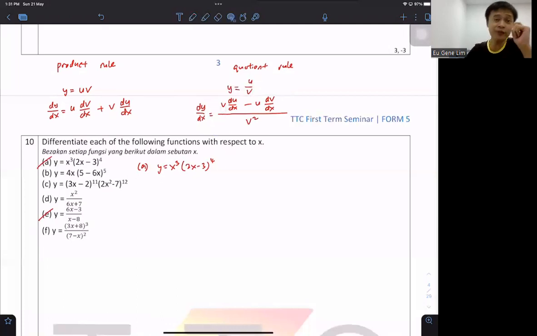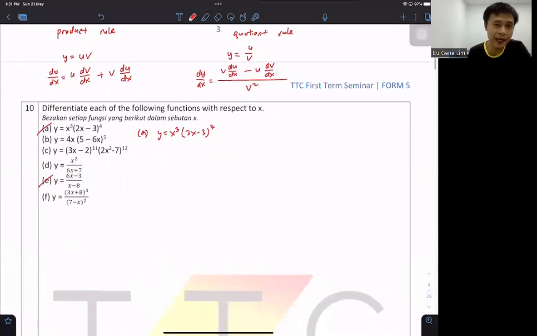Oh, another thing is you have to memorize this product rule and quotient rule, because in exam they won't give you the formula, okay? Now let's try to do at least one for each. Now you just put the u and v. I mean u is the left hand side, v is the right hand side. So u equals x cubed, v equals (2x minus 3) power 4. Then you go and differentiate, du/dx, and this one differentiate, dv/dx.